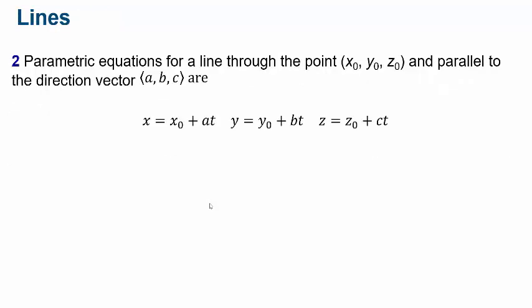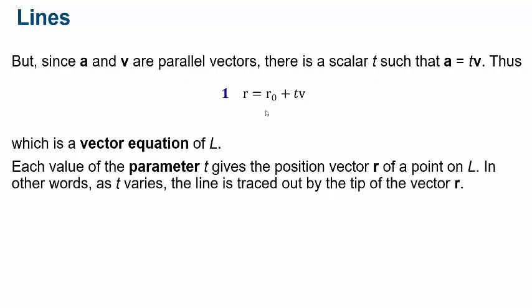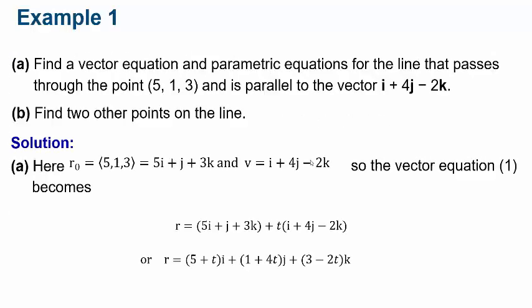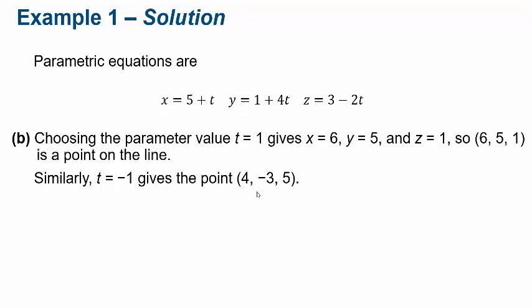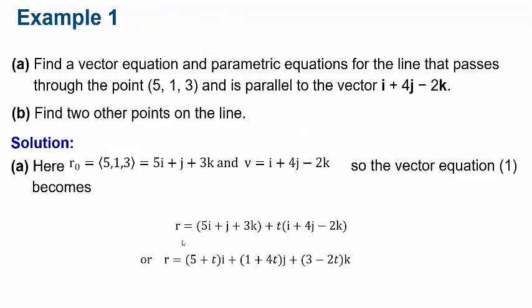So looking back at our first equation, the initial vector, or vector to the initial point, plus the parameter t times the parallel vector. Sorry about that. So r, which is the vector form of the equation, is equal to the point vector plus the parameter times the parallel vector. Now you just combine like terms. So this is 5 plus t times i, 1 plus 4t times j, and 3 minus 2t times k right here.